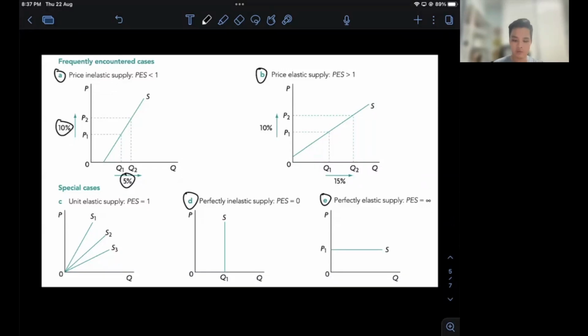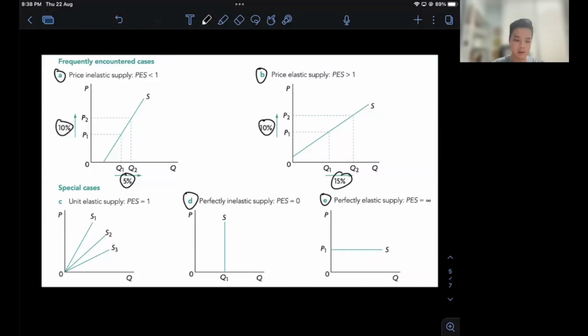Now, if you look at diagram B, a 10% increase in price from P1 to P2 leads to a 15% increase in quantity supplied from Q1 to Q2. So this means that the proportion of price increase is lower than the proportion of increase in the quantity supplied. And this means that supply for this particular good is elastic. Using the PES formula, the PES value is definitely more than 1, which is why goods with an elastic supply have a PES of more than 1.